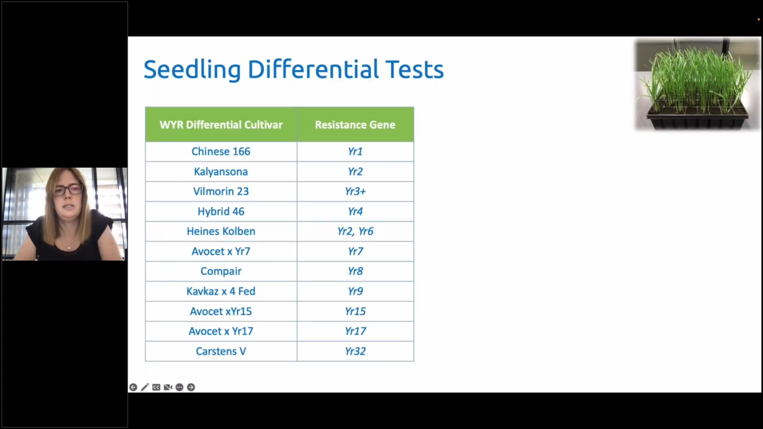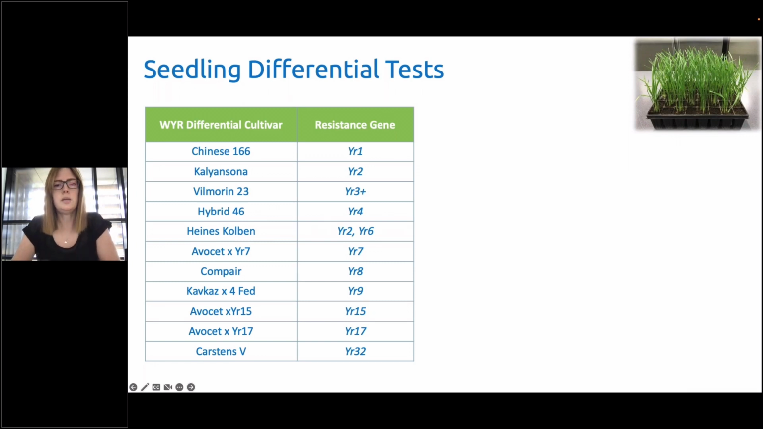If we look at our seedling differential tests, we use these to monitor pathogen populations, so we're able to determine which virulence genes the isolates carry. This is because single major resistance genes, which can be used in varietal resistance, can be overcome by new races in a short period of time. So our work helps us keep track of these diseases, and often gives us the first sign that the pathogens are evolving and adapting to resistance genes in our UK varieties.